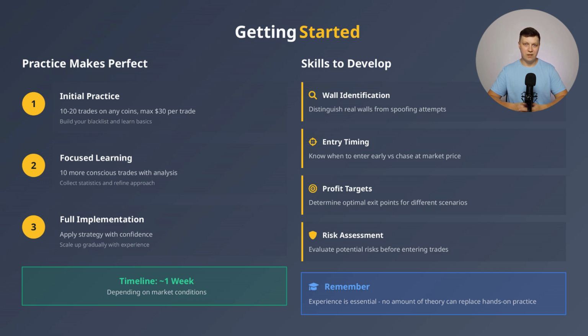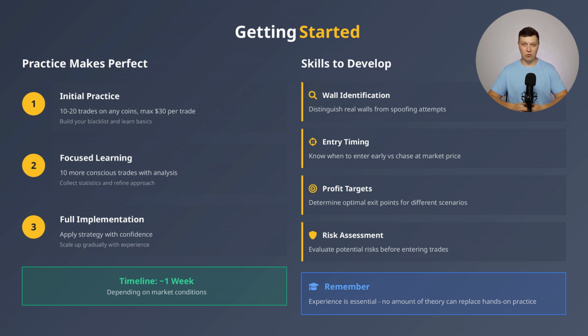Practice is essential here. 1. Identify liquidity walls for a bounce. 2. Situations when it might occur. 3. Check possible risks. 4. Determine trade targets, how many percent to pull a bounce, and when to close a position. 5. When you can enter early or chase at market price. All this definitely requires experience.